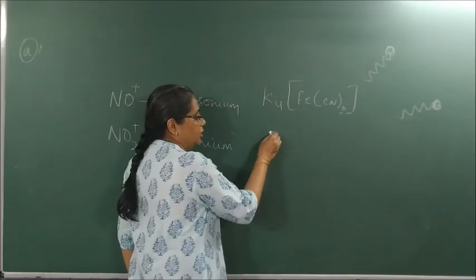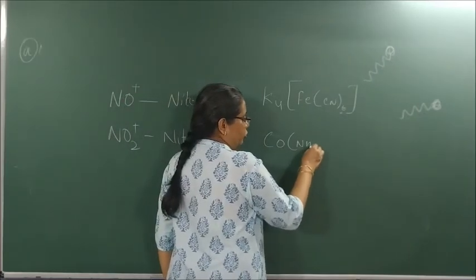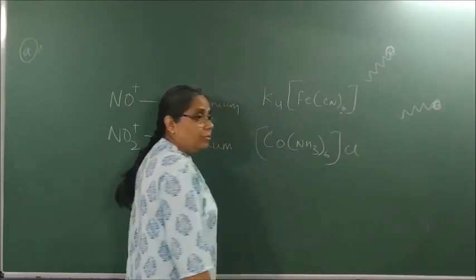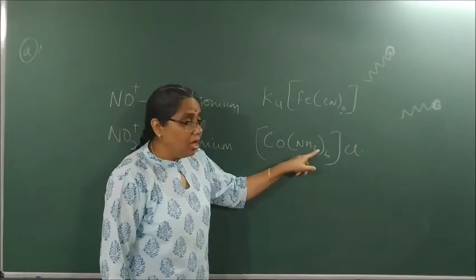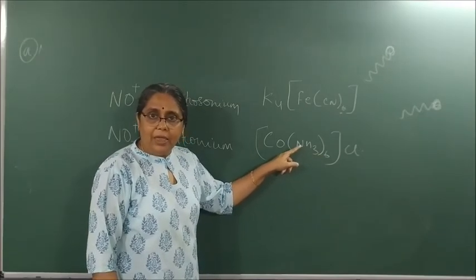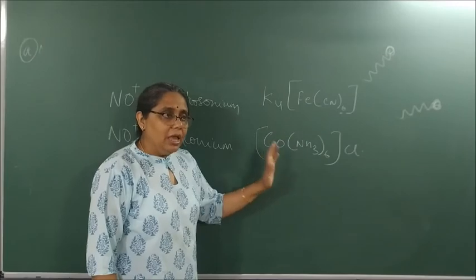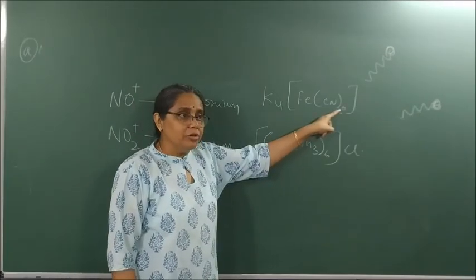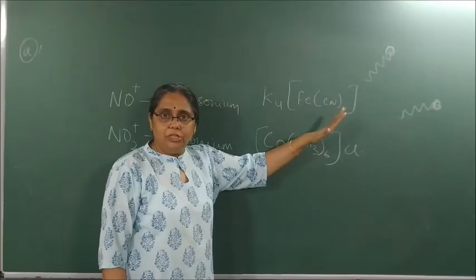Suppose I write Co(NH3)6 Cl3. So this will be called hexaammine. Here the ammine spelling is AMMINE. So always what is told? The number is written first, showing how many times the ligand is repeated.